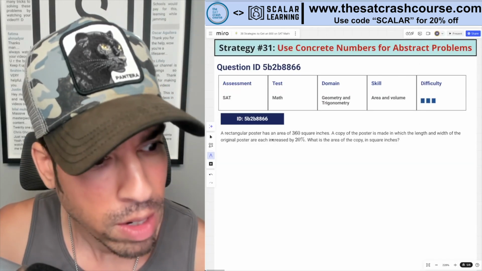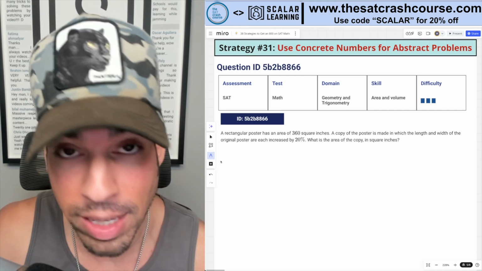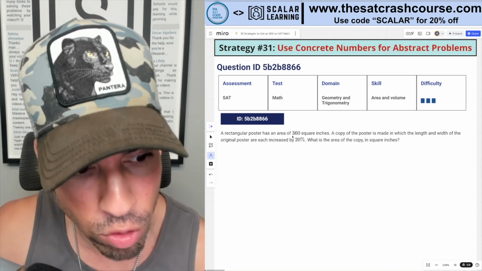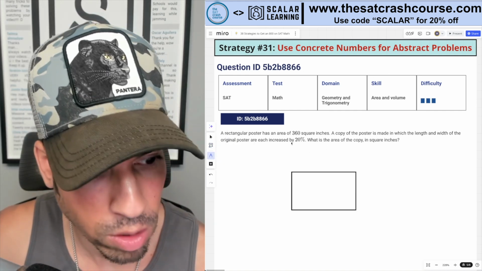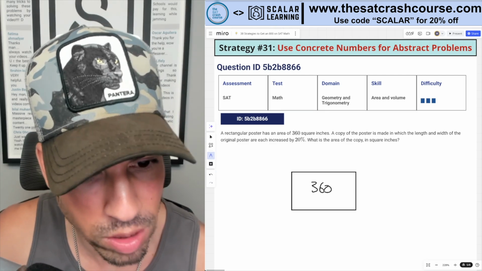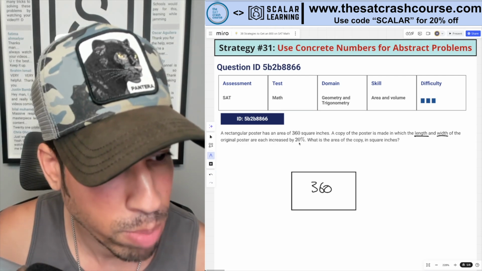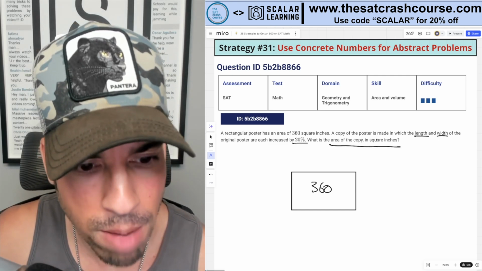So check this out. It says a rectangular poster has an area of 360 square inches. And again, this isn't this strategy in particular, but I touch upon this later. I'm going to draw out a diagram, even though this might seem relatively simple. So they said rectangular poster, I got a rectangle, and it says it has an area of 360. A copy of the poster is made in which the length and width are each increased by 20%. What is the area of the copy in square inches?